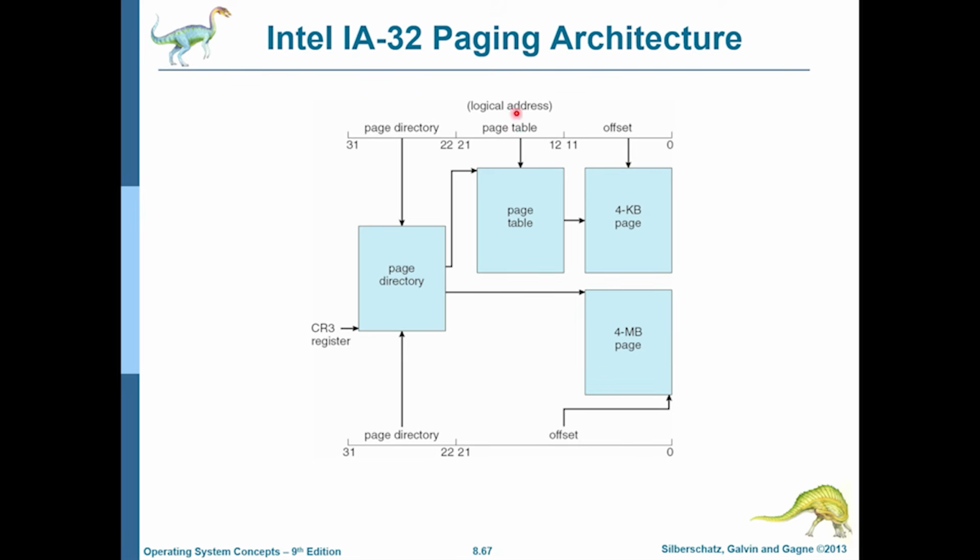Then we use these 10 bits over here, which are allocated for the inner page table. Then we index into the inner page table over here. Then we get the base address of a page. Then we use the offset to index into the page, and we find our memory location.